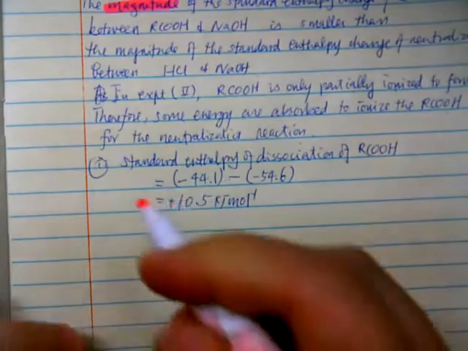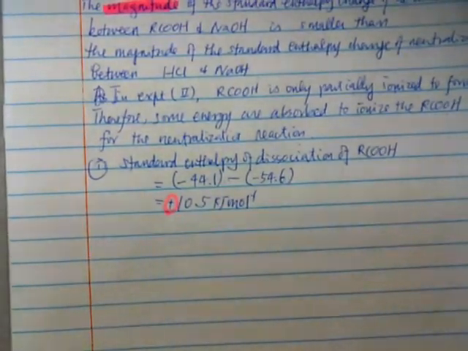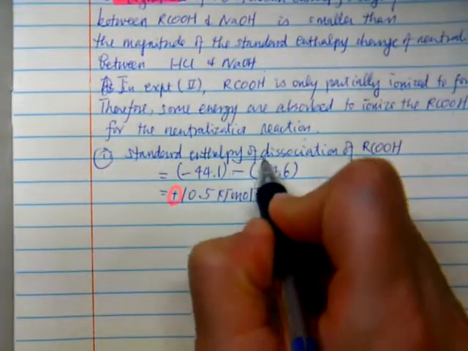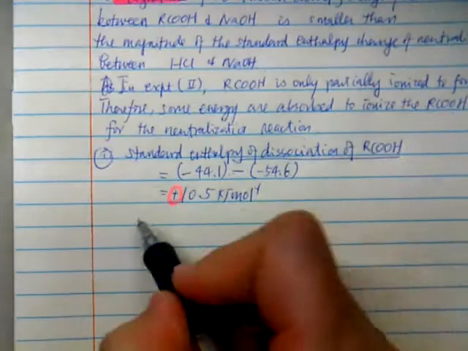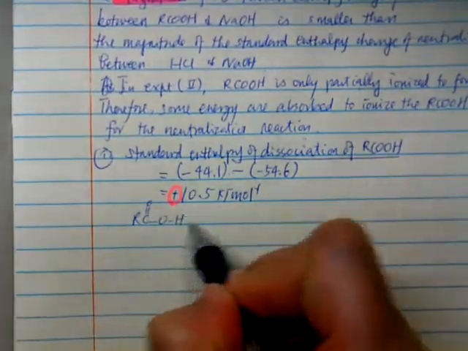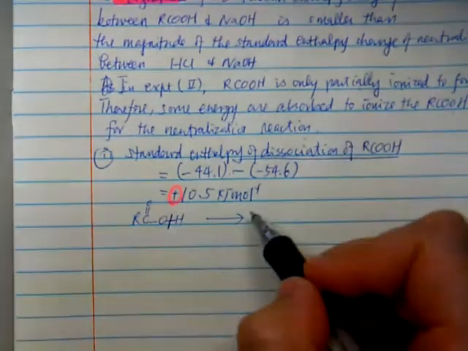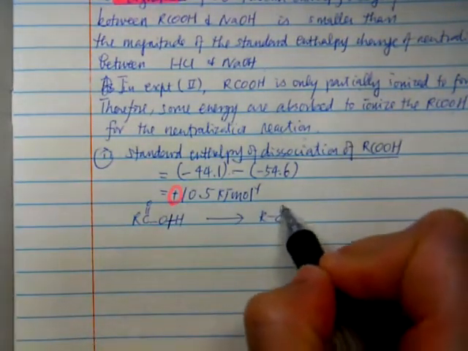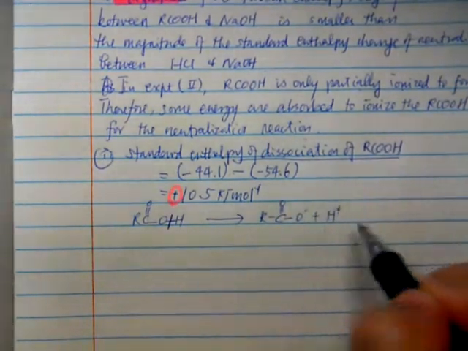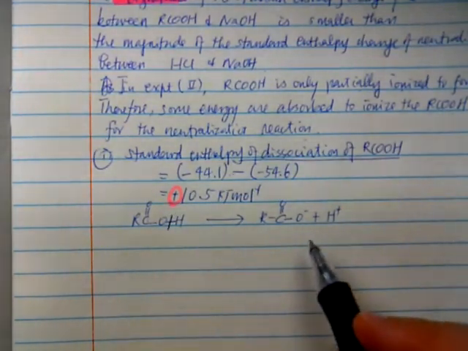Again, take out a highlight pen. Please tell me why the answer must have a positive sign. What is the meaning of dissociation of acid? Dissociation, that means we need to break the O-H bond. Bond breaking is endothermic. Endothermic, not exothermic. Do you understand? Okay?